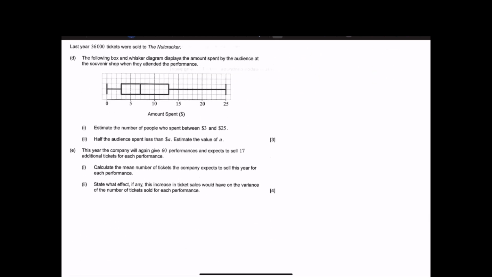Part D: last year, 36,000 tickets were sold to the Nutcracker, and they have given a box and whisker diagram that shows the amount spent by the audience at the souvenir shop when they attended the performance. Now, estimate the number of people who spent between $3 to $25, right? $25 is the max value, and $3 is the first quartile. First quartile means only 25% are below the first quartile, and 75% of the population is above it. So I can say 75% of people spent more than $3. So for part 1, it will be 75 by 100 times 36,000.